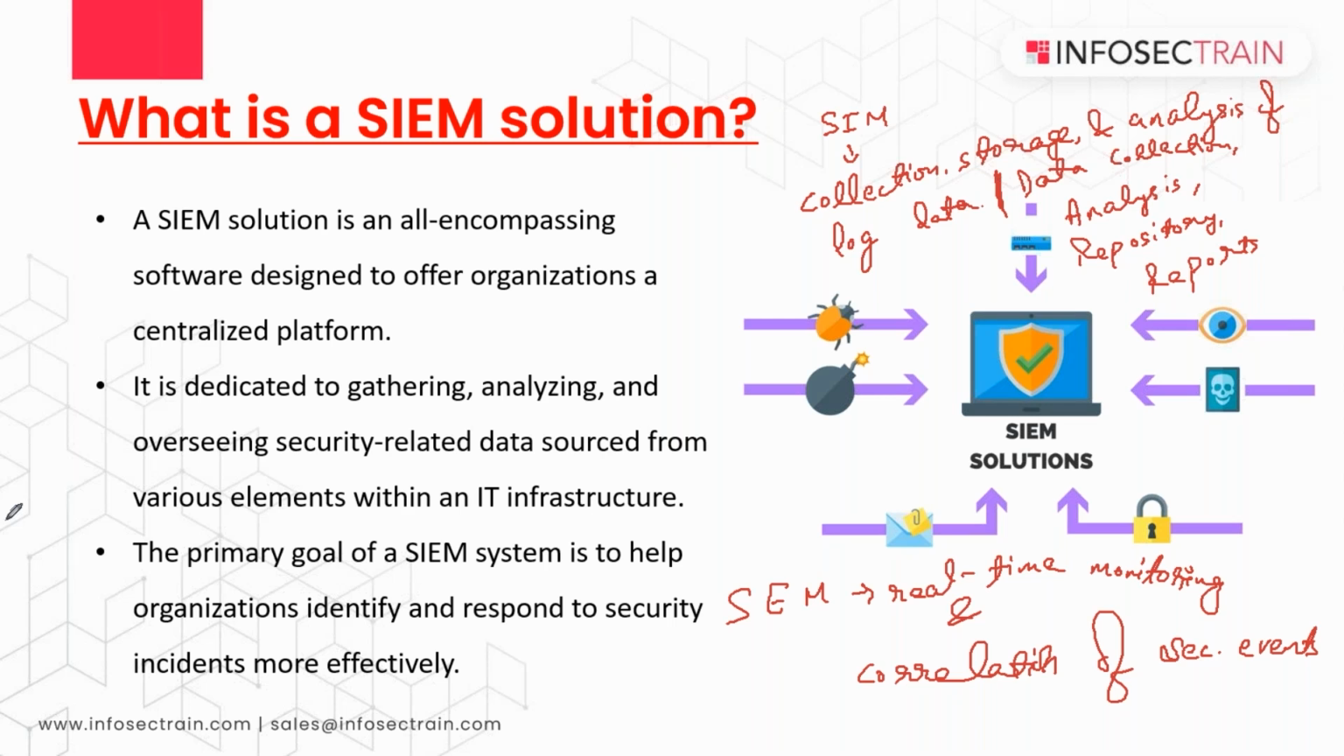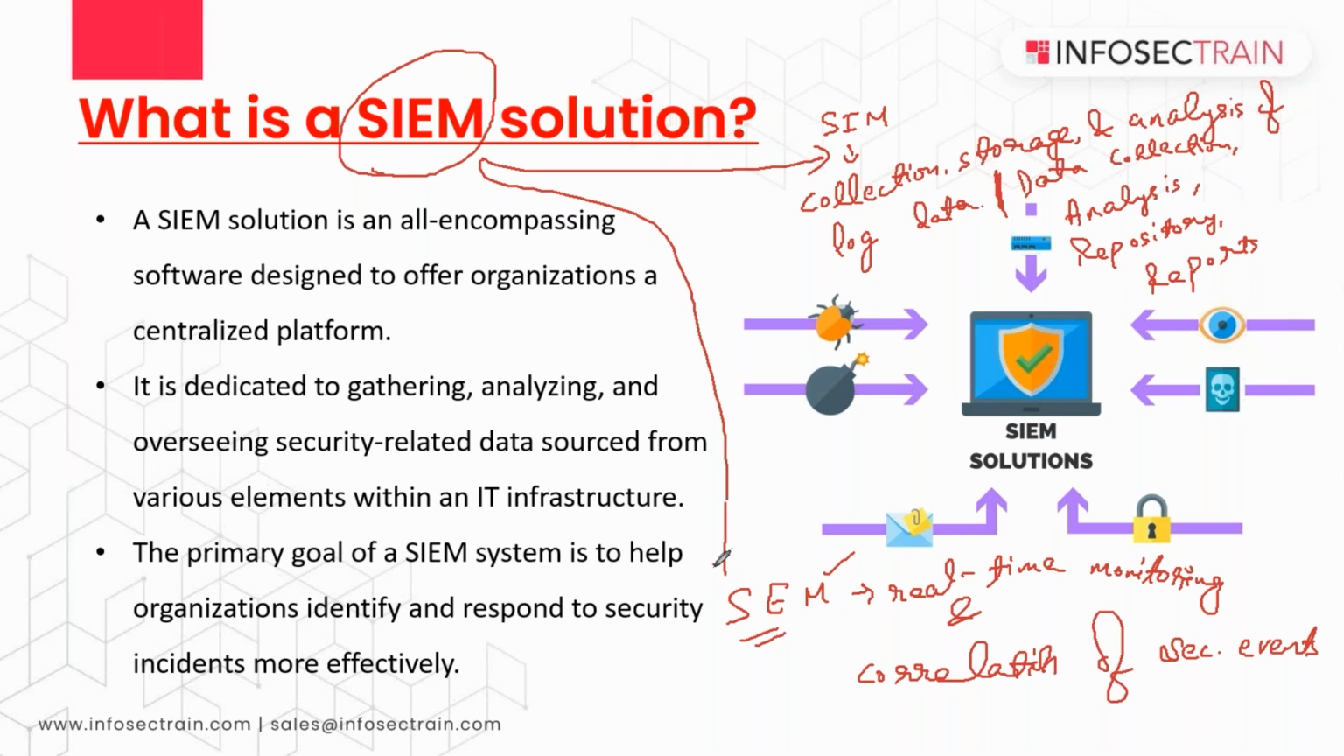So what all things are performed? You can say normalization, correlation, incident management, and real-time monitoring are performed in it. And your SIEM is just the combination of these two. In short, make sense now? SEM performs real-time monitoring, correlation of events, and incident responses. Whereas SIM collects, stores, analyzes, and reports your log data.